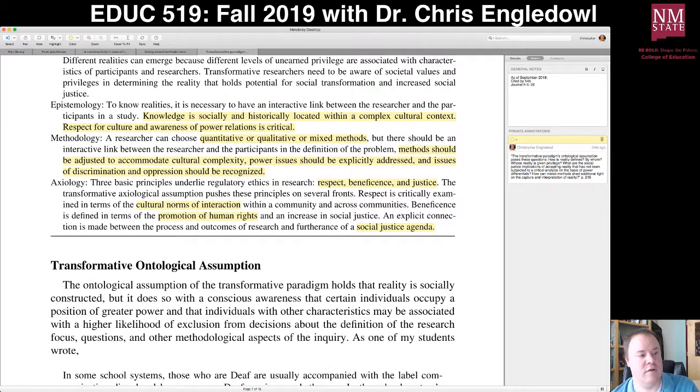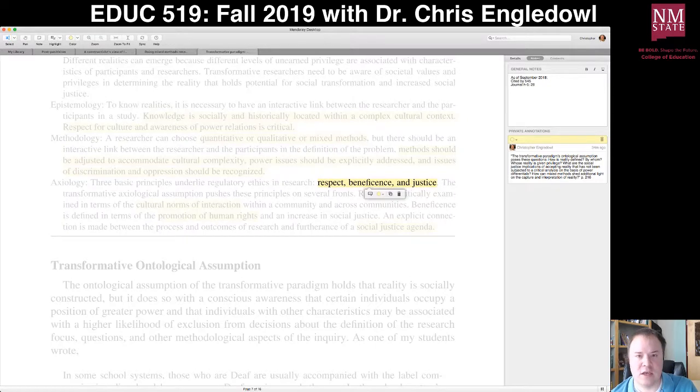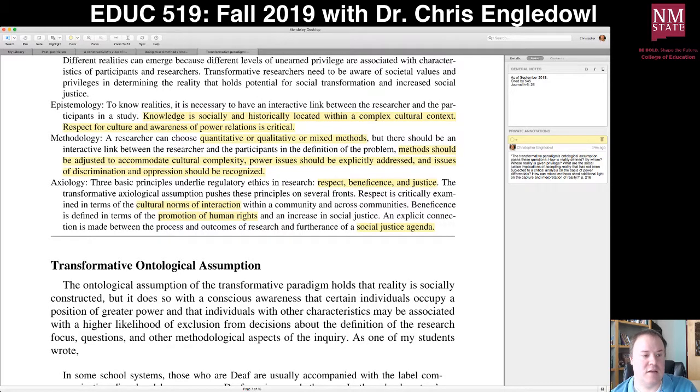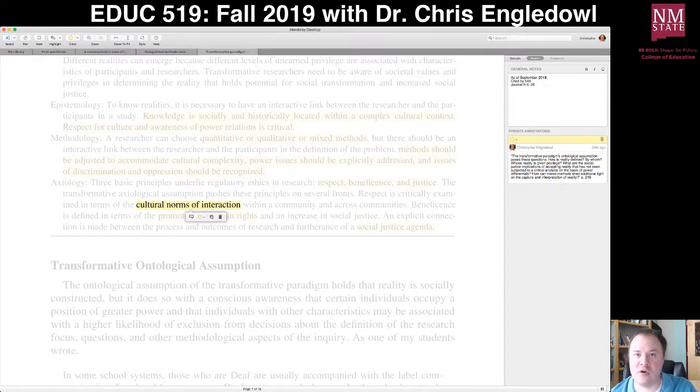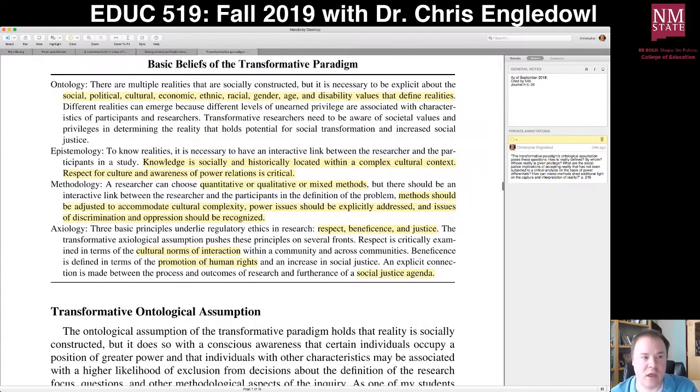They provide even an axiology with three spokes to that: respect, beneficence, and justice. Respect, talking about cultural norms of interaction and who you're studying. Beneficence, resulting in promotion of human rights. And then, of course, with an explicit focus on a social justice agenda. And this is very clear across these. That's why I really like this table that they put in here.